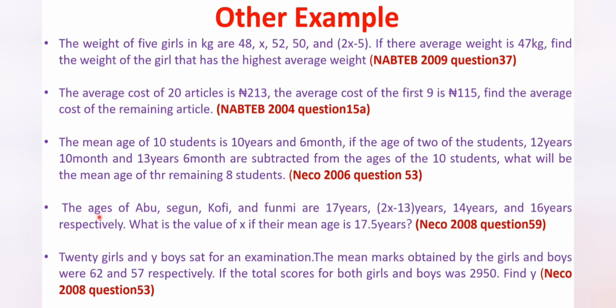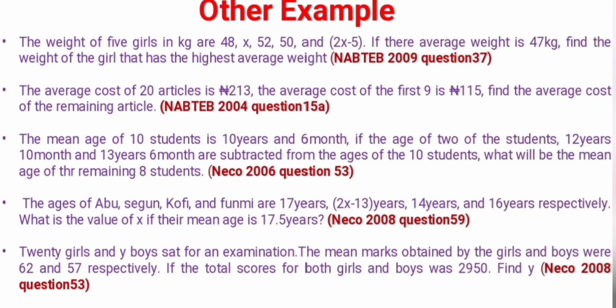The ages of Abu, Shegun, Kofi, Fome are 17 years, 2x minus 13 years, 14 years and 16 years respectively. What is the value of x if their mean age is 17.5 years?